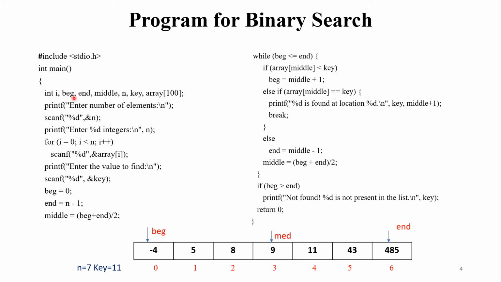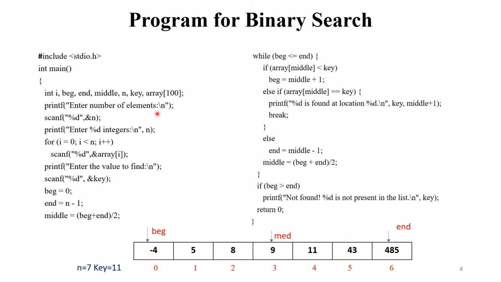So see here in this program, first int i, initialize. i is used for the index. Then beg is used for indicating the first index. End is used to indicate the last index. Middle is used for indicating the middle index. N is used for the size of the array. K is the search element. Declaration of the array, that is, the array name, and the size is 100.